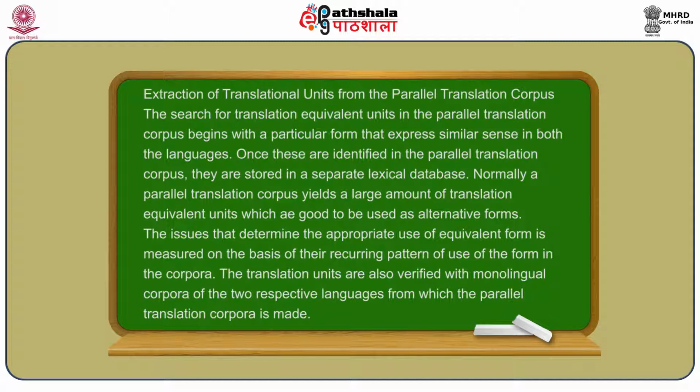Normally, a parallel translation corpus yields a large amount of translational equivalent units, which are good to be used as alternative forms. The issues that determine the choice of appropriate equivalent form are measured on the basis of the recurrent patterns of use of the forms in the corpora. The translational units are verified also with monolingual corpora of the two respective languages from which the parallel translation corpus is made.